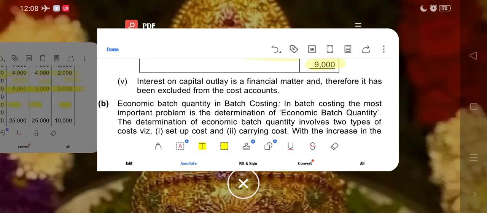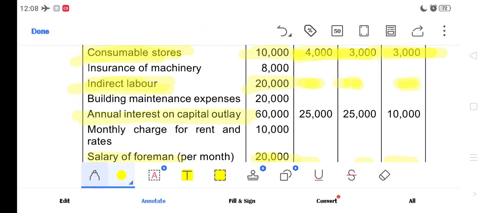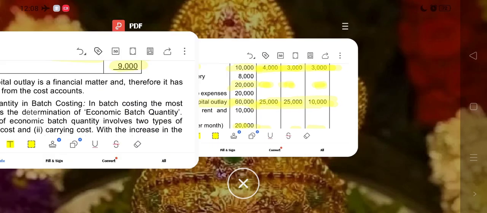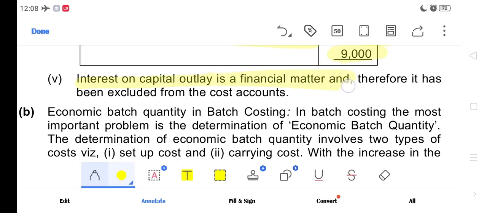Now here there is something. Here they have given annual interest on capital outlay, which is 60,000. They have given the ratio also, proportion also they have done. But here he says, see, interest on capital outlay is a financial matter and therefore it has been excluded from the cost accounts. So all the capital outlay and all this comes in financial accounts. It doesn't come under cost account, so they have excluded it, it seems.